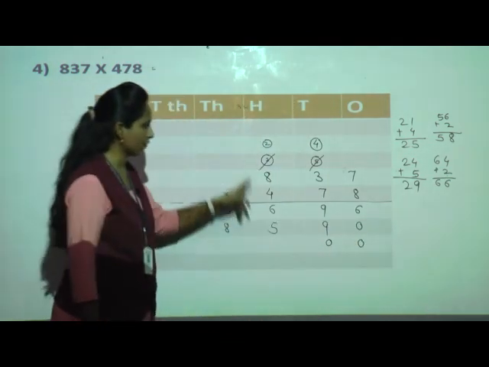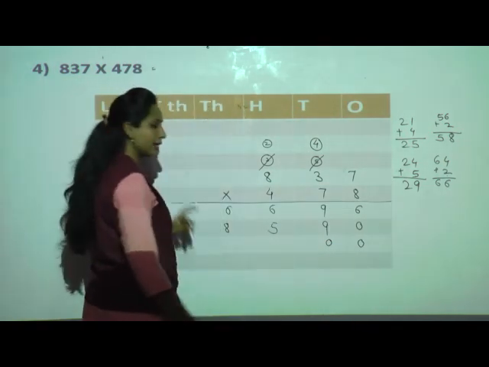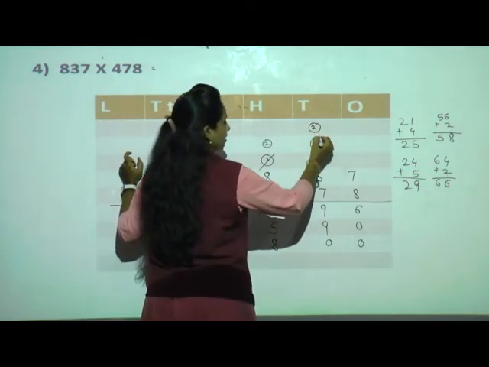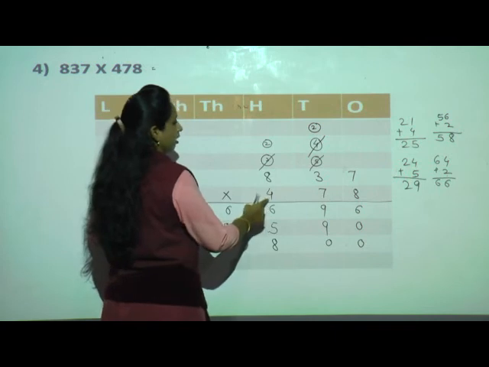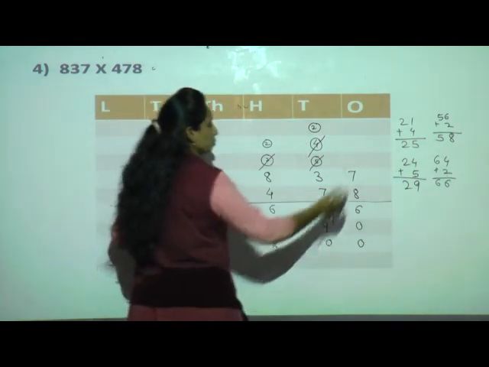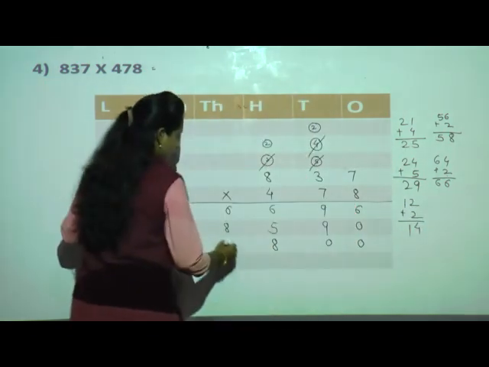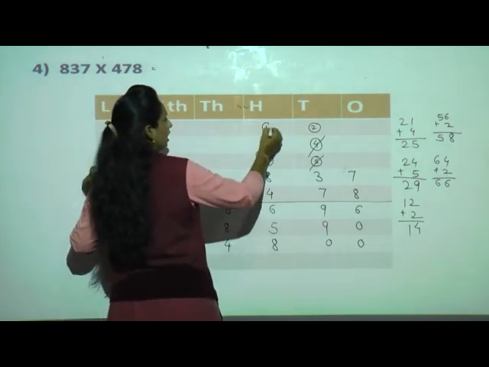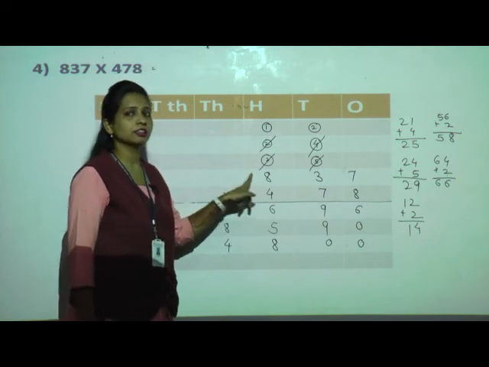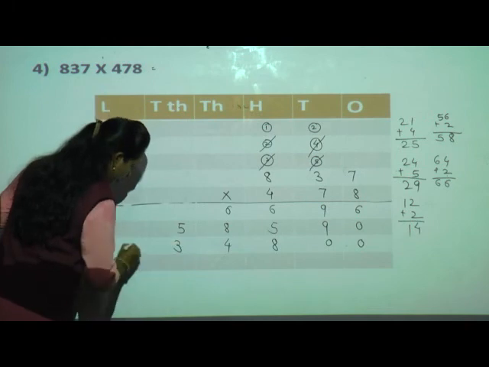Now hundreds place. Whenever you are doing the hundreds place multiplication, place 0 at ones and tens and start writing the answer from the hundreds place. Now 4 sevens are 28. So write 8 and 2 will carry to the next place, and cross the previous one. Now 4 threes are 12. 12 plus 2 is 14. So write here 4 and 1 will carry, and cross the previous one. Now 4 eights are 32. 32 plus 1 is 33.